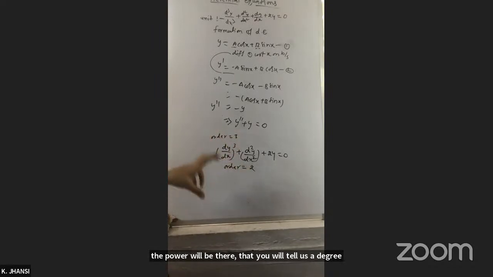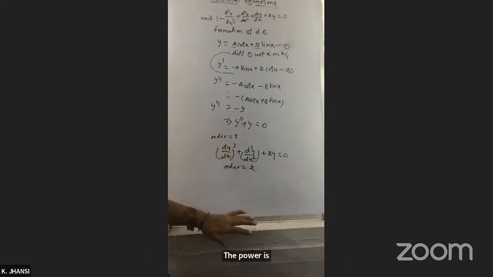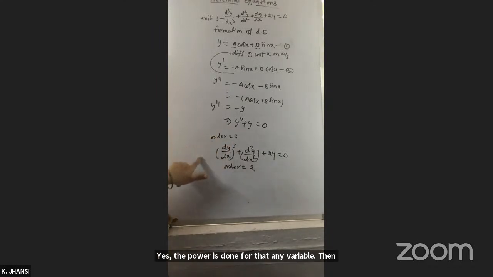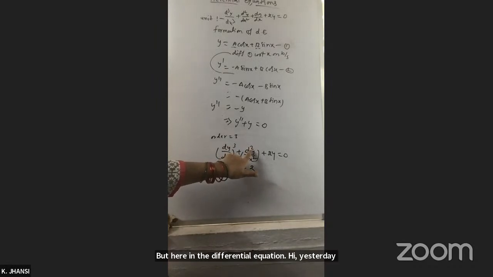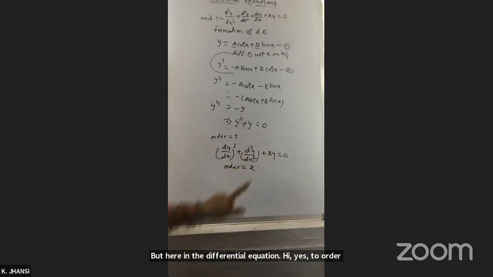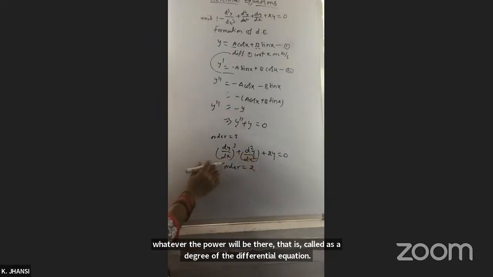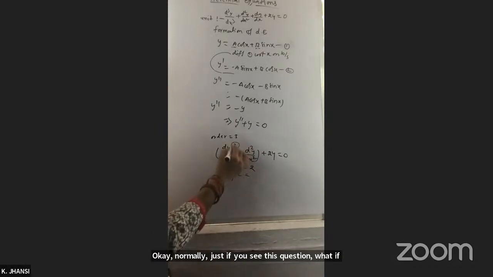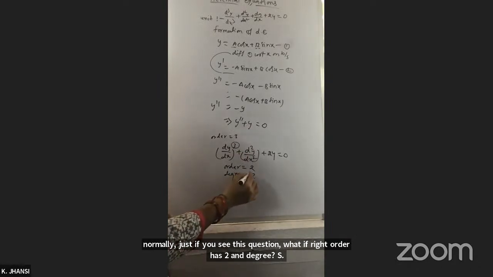In general, if you have any algebraic function or any polynomial, the highest power of any variable, you will take as the degree of that function. But here in the differential equation, the power of the highest order derivative is called the degree of the differential equation. Normally, if you see this question, you write order as 2 and degree as 3. Why? Because the highest power is 3 here. But this is wrong.